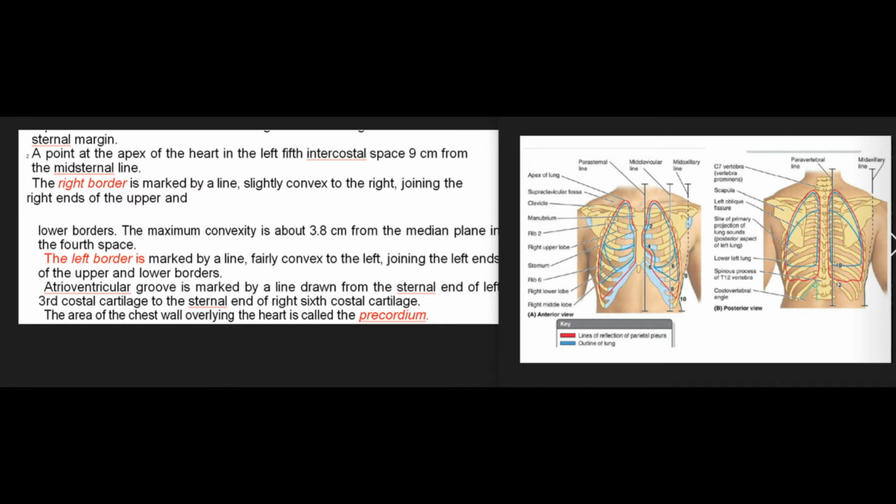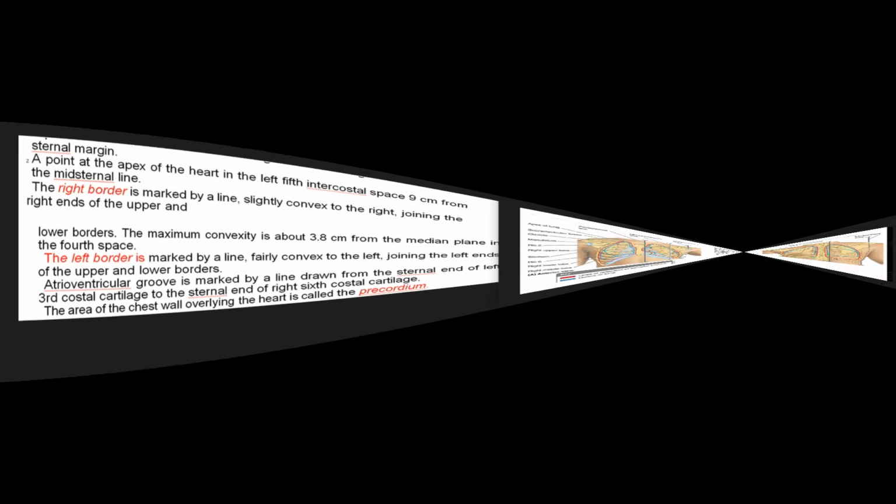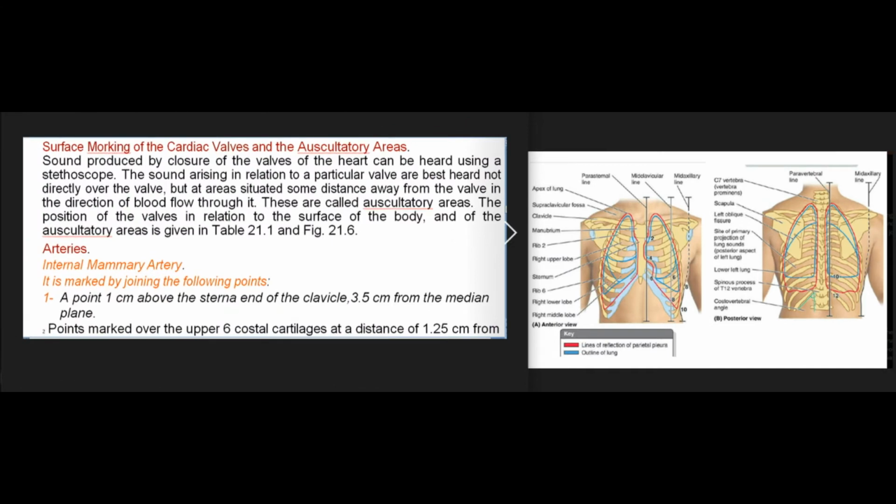Atrioventricular groove is marked by a line drawn from the sternal end of left third costal cartilage to the sternal end of right sixth costal cartilage. The area of the chest wall overlying the heart is called the precordium. Surface marking of the cardiac valves and the auscultatory areas.